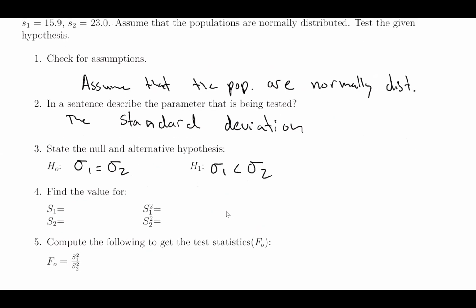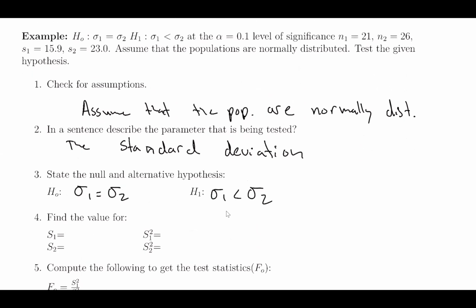All right, so let's do step number 4. For step number 4, we want to get S1 and S2. S1 is 15.9. S2 is 23. So I'm going to get S1 squared, which is 15.9 squared, so that's 252.81. Then we're going to do 23 squared, and you get 529. Any questions? I got S1 squared and S2 squared.